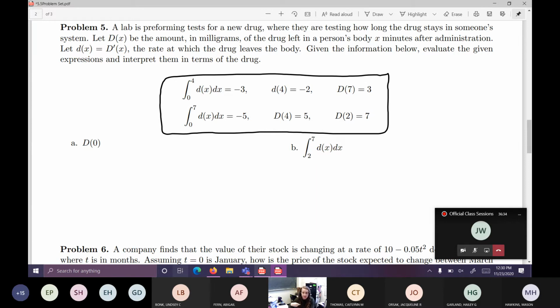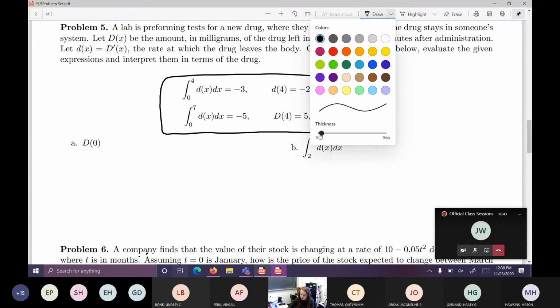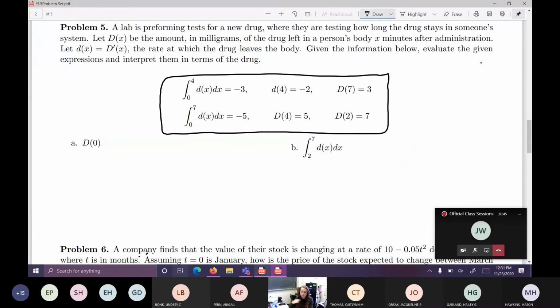Now the thing that I boxed is essentially the information that you're given, and the first thing that we're asked to find is D of 0. So that's a capital D of 0. We have a capital D and a lowercase d going on here. The thing we want to remember is that the capital D is essentially the antiderivative of the little d, which is what this piece of information up here tells us.